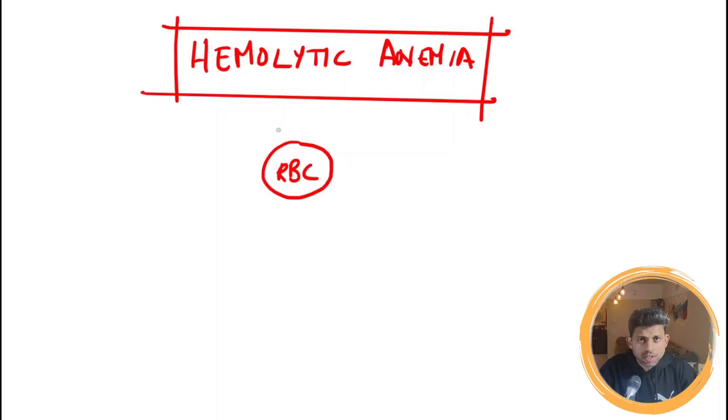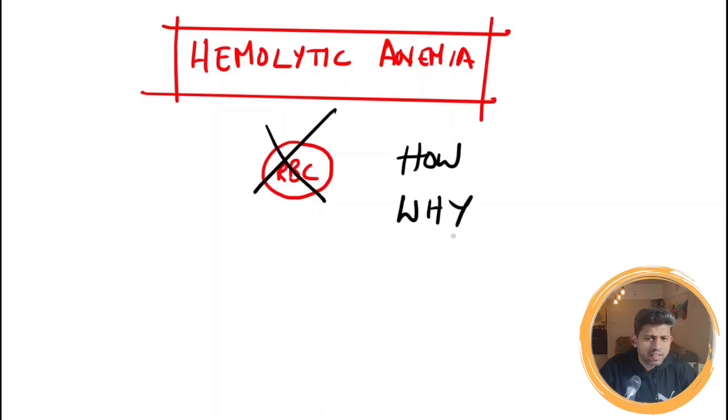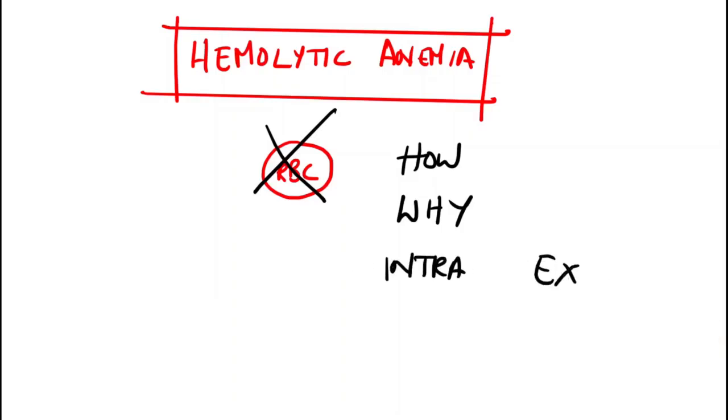Hemolytic anemia occurs due to premature destruction of RBCs. At the end of this video, you should be able to know how this happens, a little bit about why, and the differences between intravascular and extravascular hemolysis.